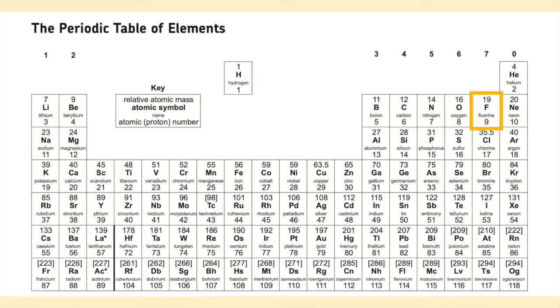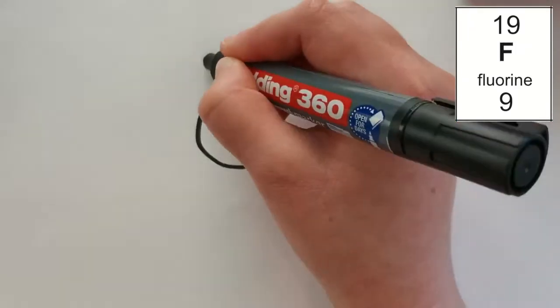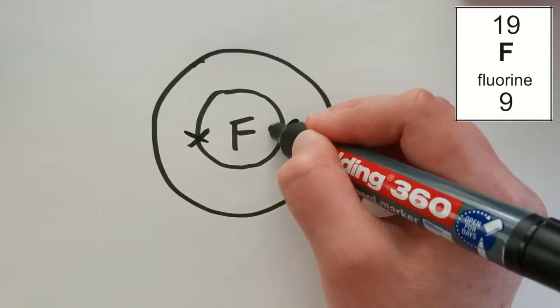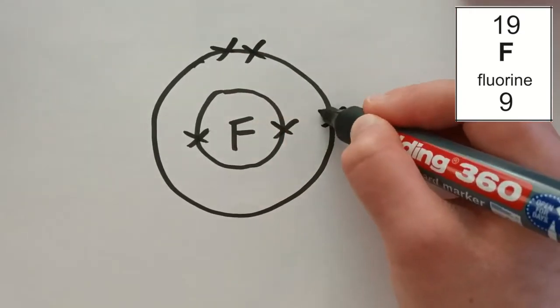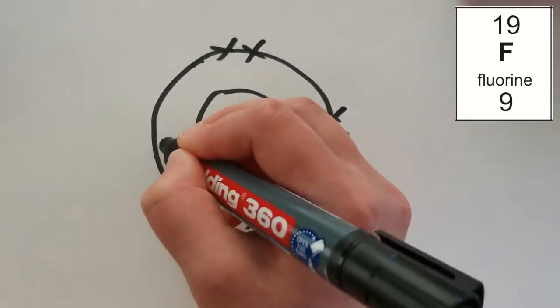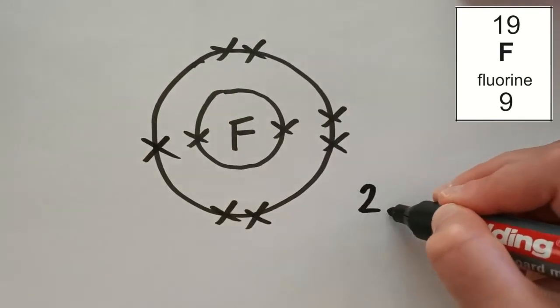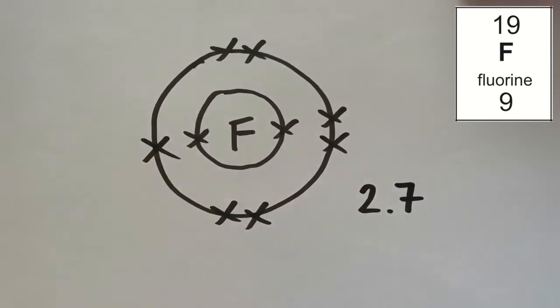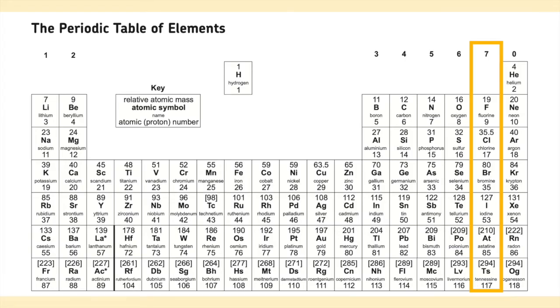Next up is fluorine. Fluorine has 9 electrons, and again, we're going to put 2 into the inner electron shell, which means that there's going to be 7 in the second electron shell, or the outer electron shell. And again, you might notice that fluorine is in group 7, and it has 7 outer shell electrons.